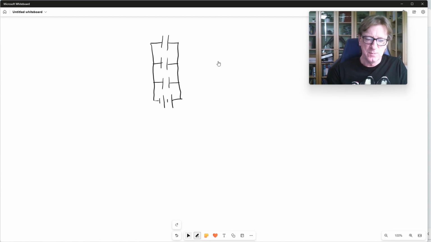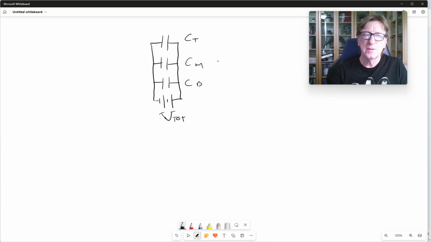Okay, so this is my voltage again, and this is my total voltage. And now, because I don't have left, right, and middle, we'll call this C top, and we'll call this C middle, and we'll call this C bottom. Now, the charge is not the same, but the voltage is.